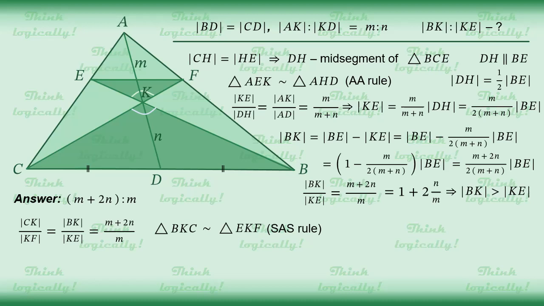In particular, angle KEF is equal to angle KBC. These are alternate interior angles for lines EF and BC, which are therefore parallel to each other. This completes the proof, and this is the end.